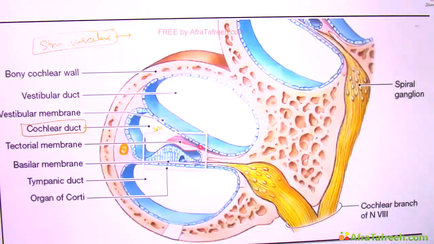And what will happen when the tectorial membrane is moved? Then the hair cells are stimulated. Where are the hair cells? In the organ of Corti. What about the organ of Corti? Can we magnify this? I will magnify.